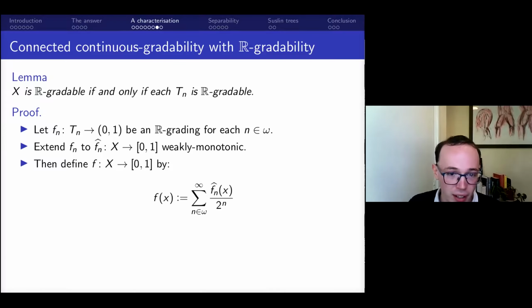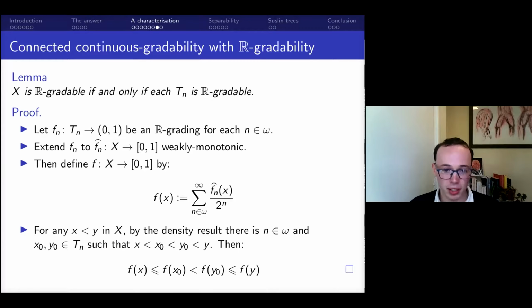Okay, and then to define our F, we take a little bit of each of these Fn hats. In particular, F of X is going to be the sum of Fn hat of X divided by 2 to the n. Of course, Fn hat is bounded above by 1, so the sum always converges. And it's straightforward to see that this defines a weakly monotonic function going from X into [0, 1]. So all we need to do is show that it's actually strictly monotonic.